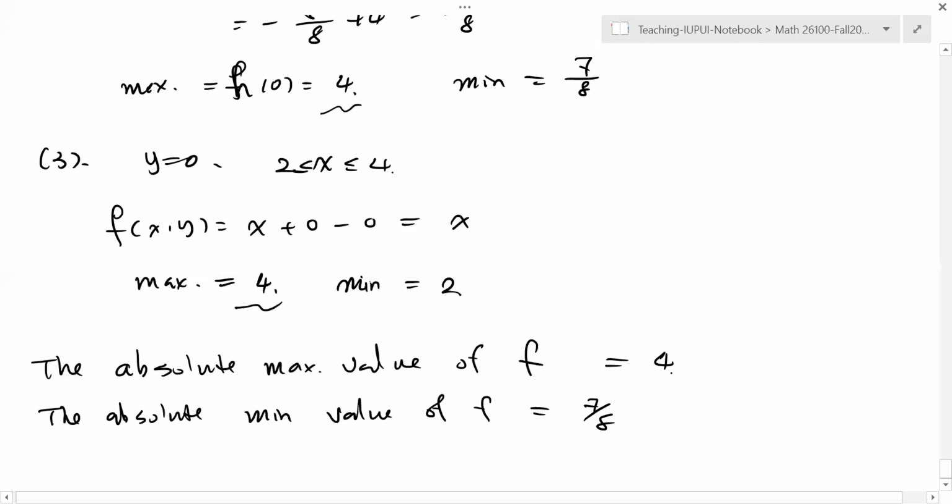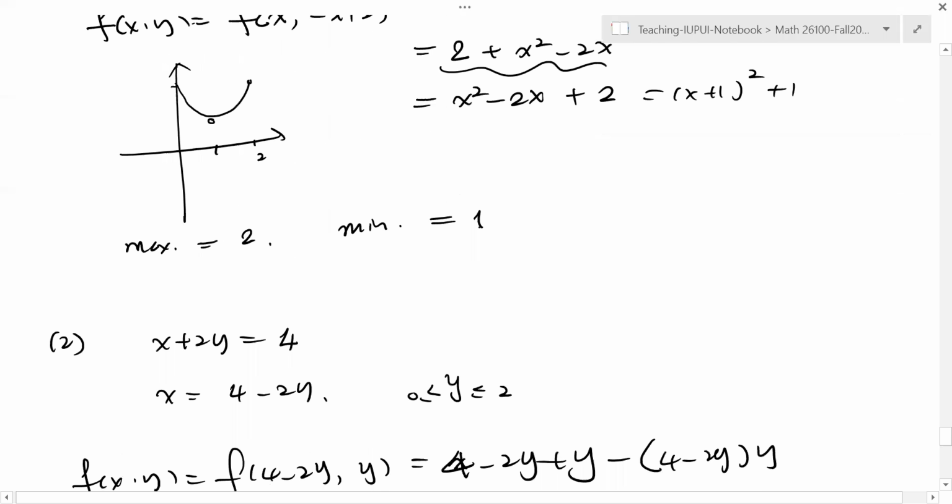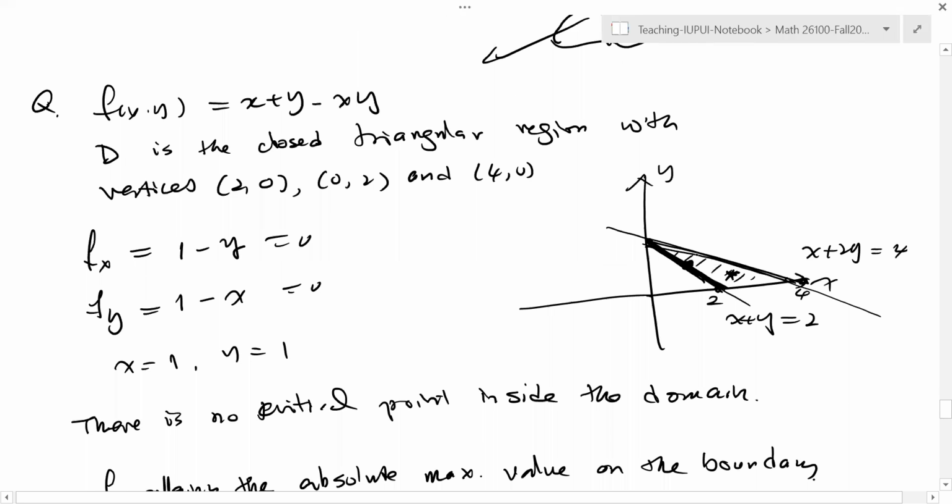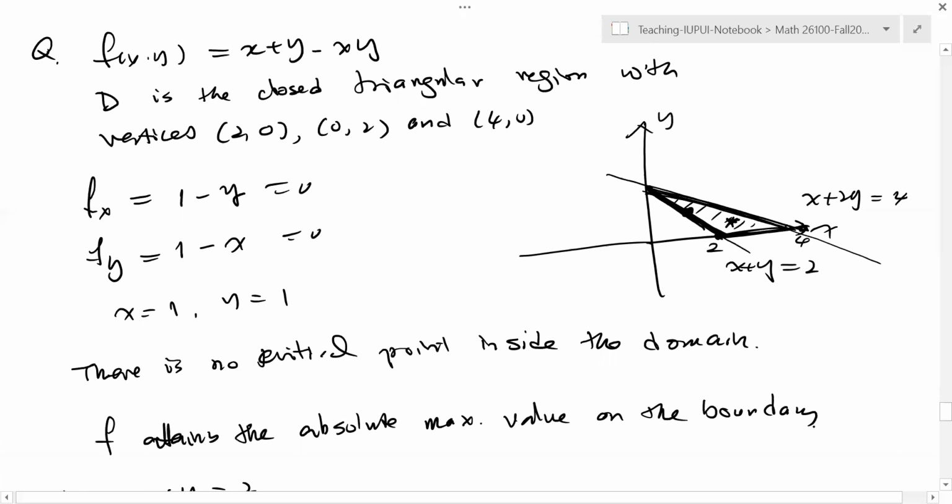So let's go back to this picture again. You have to look at the value of the function along these 3 sides. You have to parameterize the 3 sides, and then ask: what is the maximum value of the function along this side of the triangle? What is the minimum value along this side? You have to figure out two numbers on each side. Then you compare all those numbers. If the function is continuous, then definitely it has an absolute maximum value.